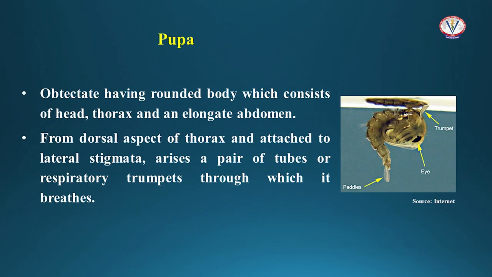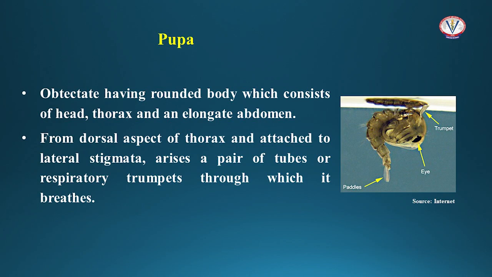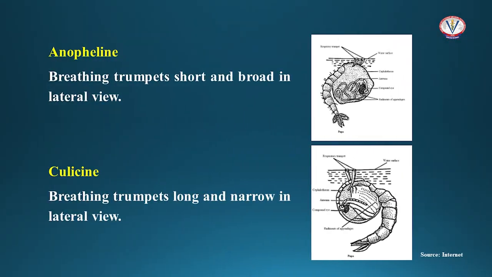The pupae are obtect, having a rounded body which consists of head, thorax and an elongate abdomen. From the dorsal aspect of the thorax, attached to the lateral stigmata, arises a pair of tubes or respiratory trumpets through which it breathes. In Anopheline mosquitoes, the breathing trumpets are short and broad in lateral view, whereas in Culicine, the breathing trumpets are long and narrow in lateral view.